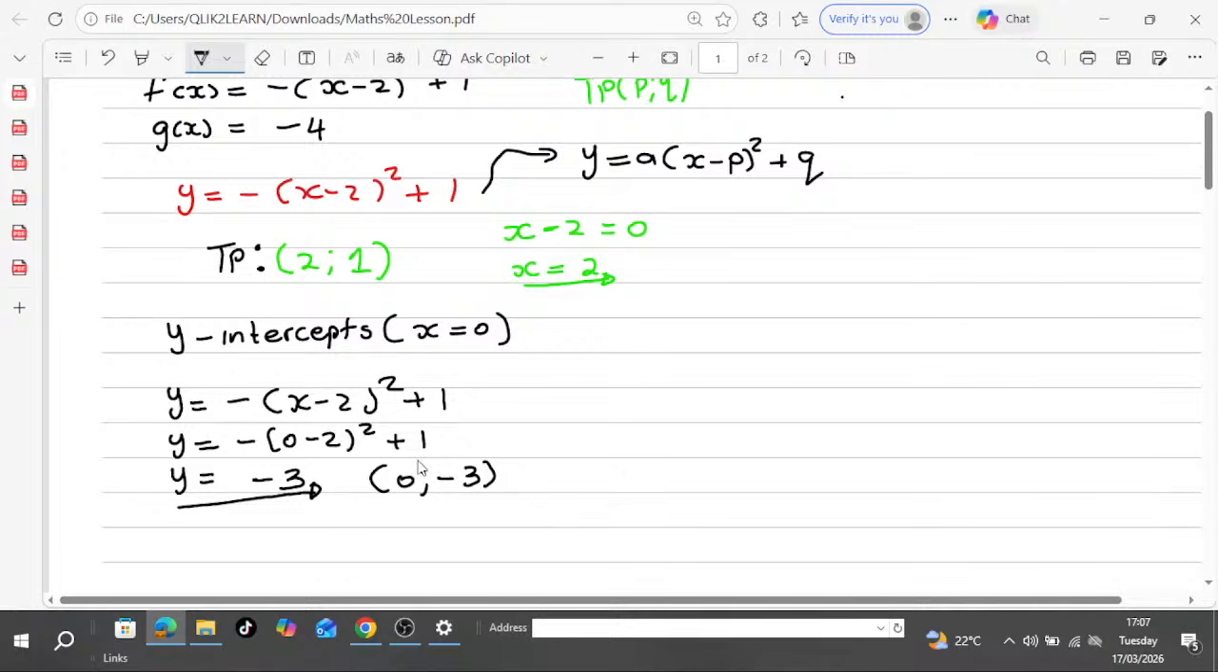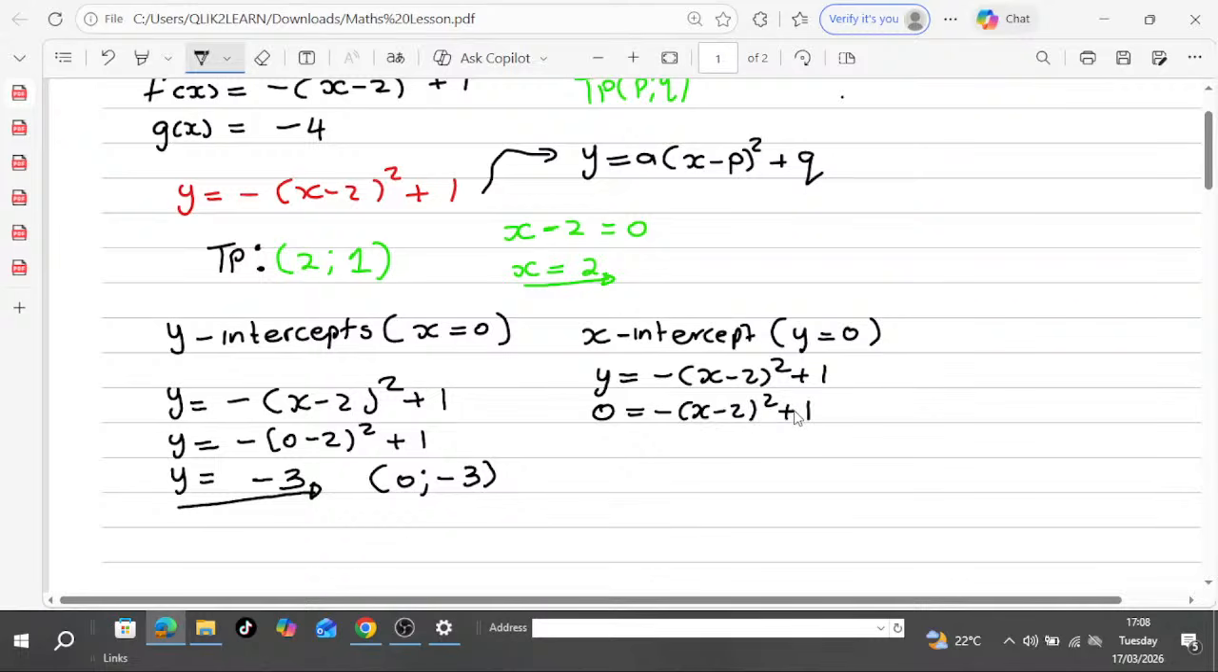Now that I have the y-intercept, I need to find the x-intercept. How do we find that? By equating y to 0. So in the equation y equals negative (x minus 2) squared plus 1, where we put 0 for y, this will be 0 equals minus (x minus 2) squared plus 1. Then when we have it like this, we just have to solve for x. The first thing that I advise you guys to do is to expand the brackets first.